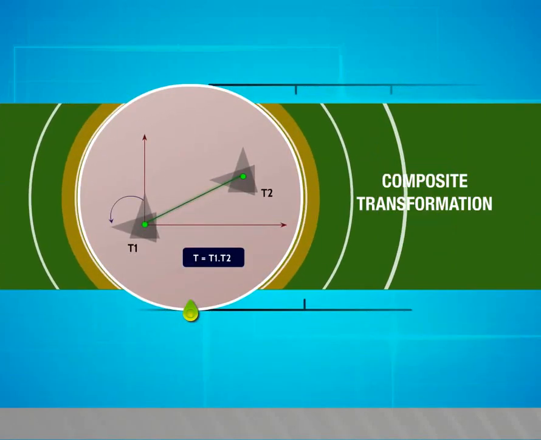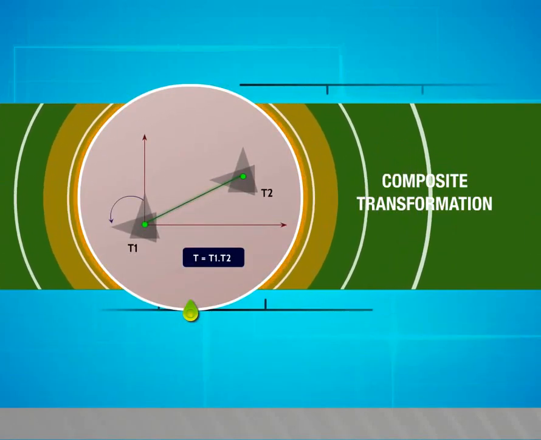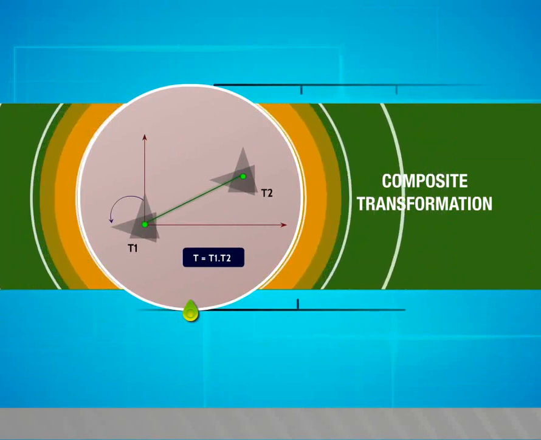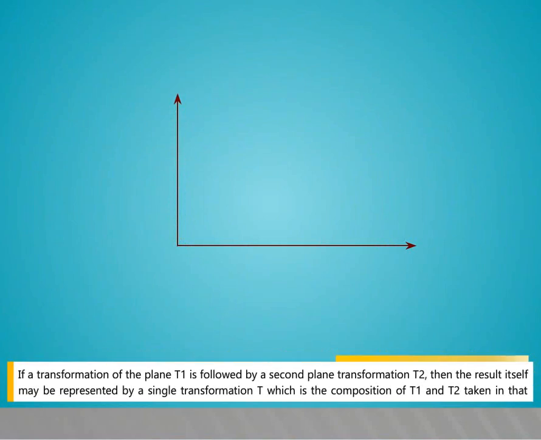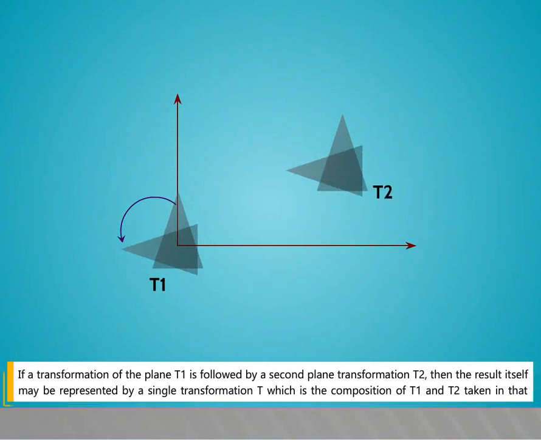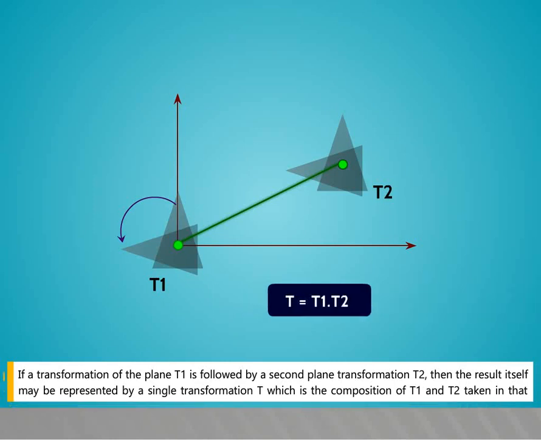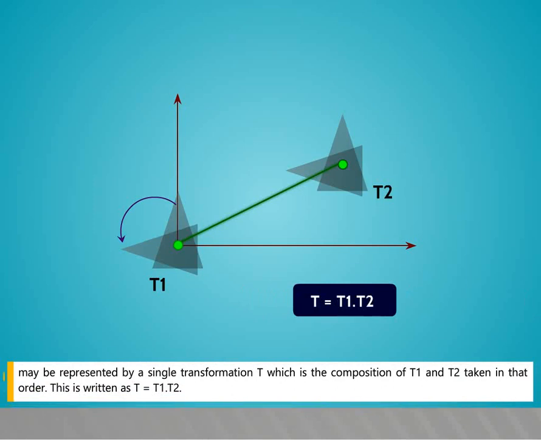Composite transformation. In this video, we are going to see about composite transformation. If a transformation of the plane T1 is followed by a second plane transformation T2, then the result itself may be represented by a single transformation T, which is the composition of T1 and T2 taken in that order. This is written as T is equal to T1 dot T2.